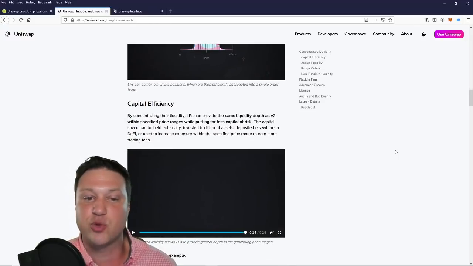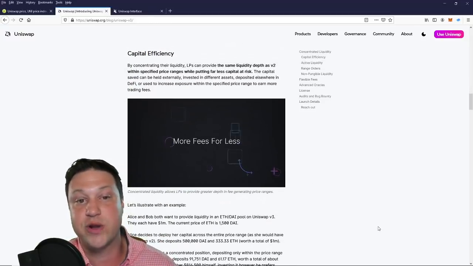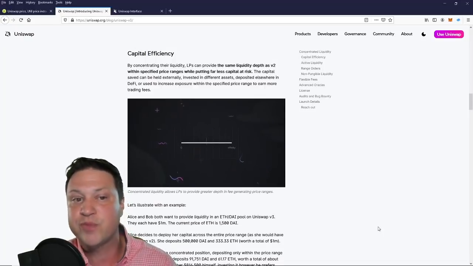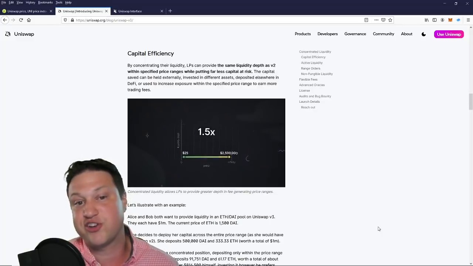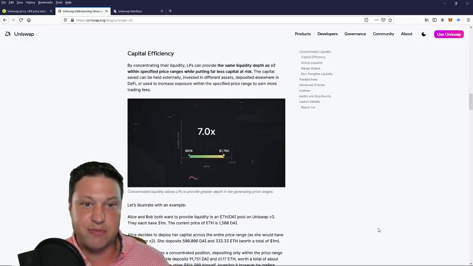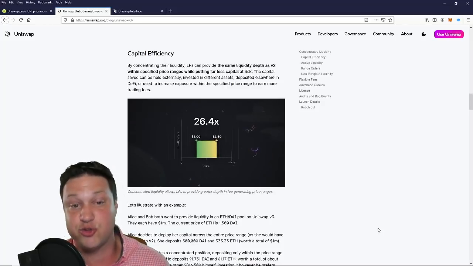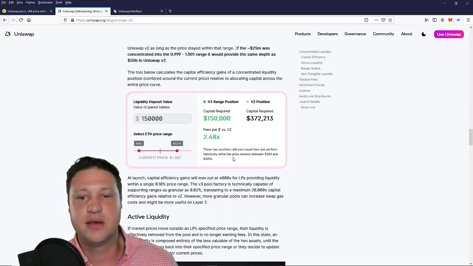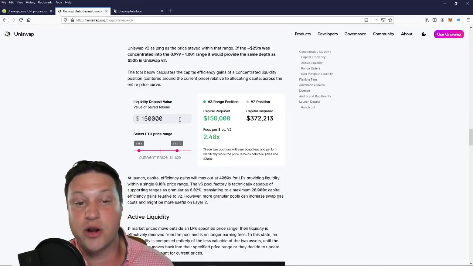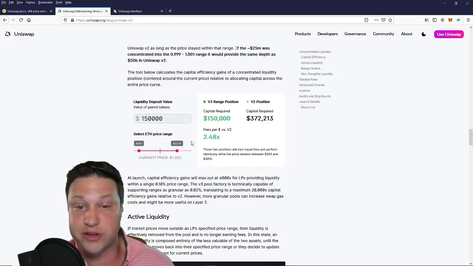And this gives rise to capital efficiency. So by concentrating their liquidity, LPs can provide the same liquidity depth as V2 within specified price ranges while putting far less capital at risk. The capital saved can be held externally, invested in different assets, deposited elsewhere in DeFi, or used to increase exposure in Uniswap. Now, looking at this tool on the screen, we can take a $150,000 investment and see what this price range tool can do.